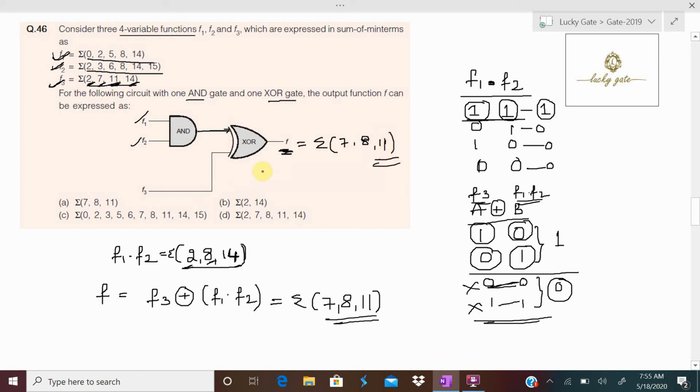So 7 8 11 is matching with which option? Option A. Option A will be the answer for this question. This is a question for 2 marks. We solve logically.